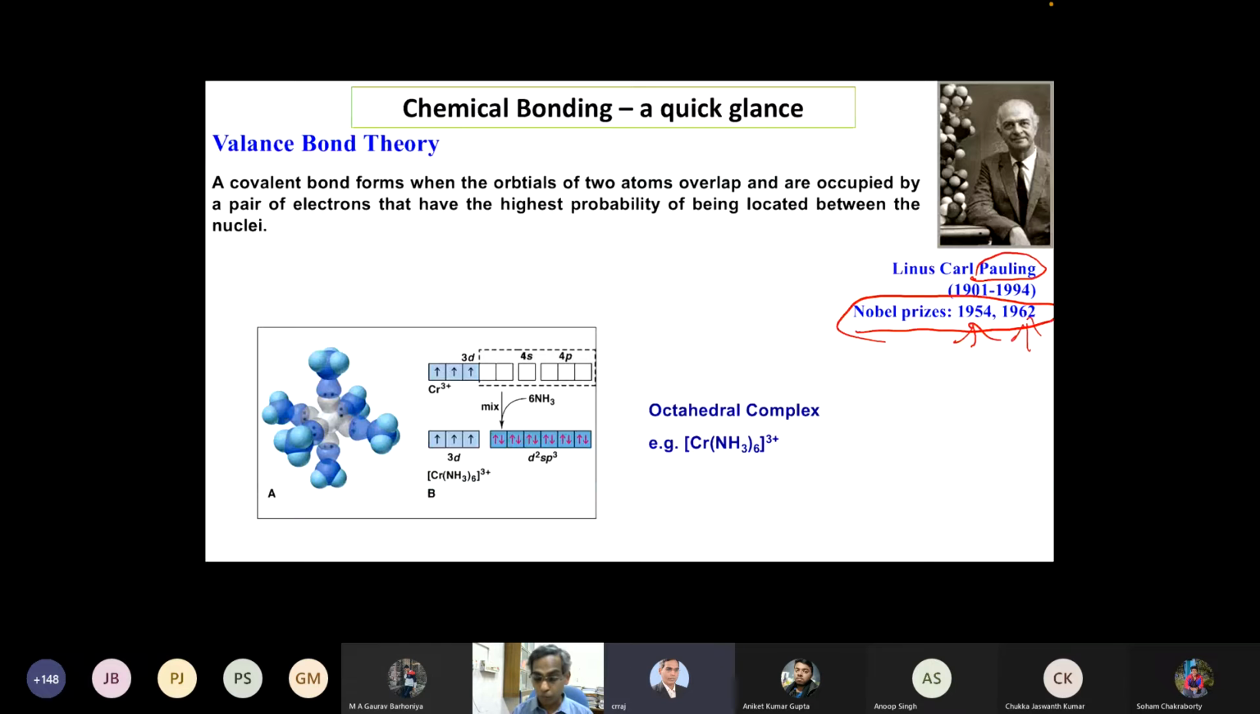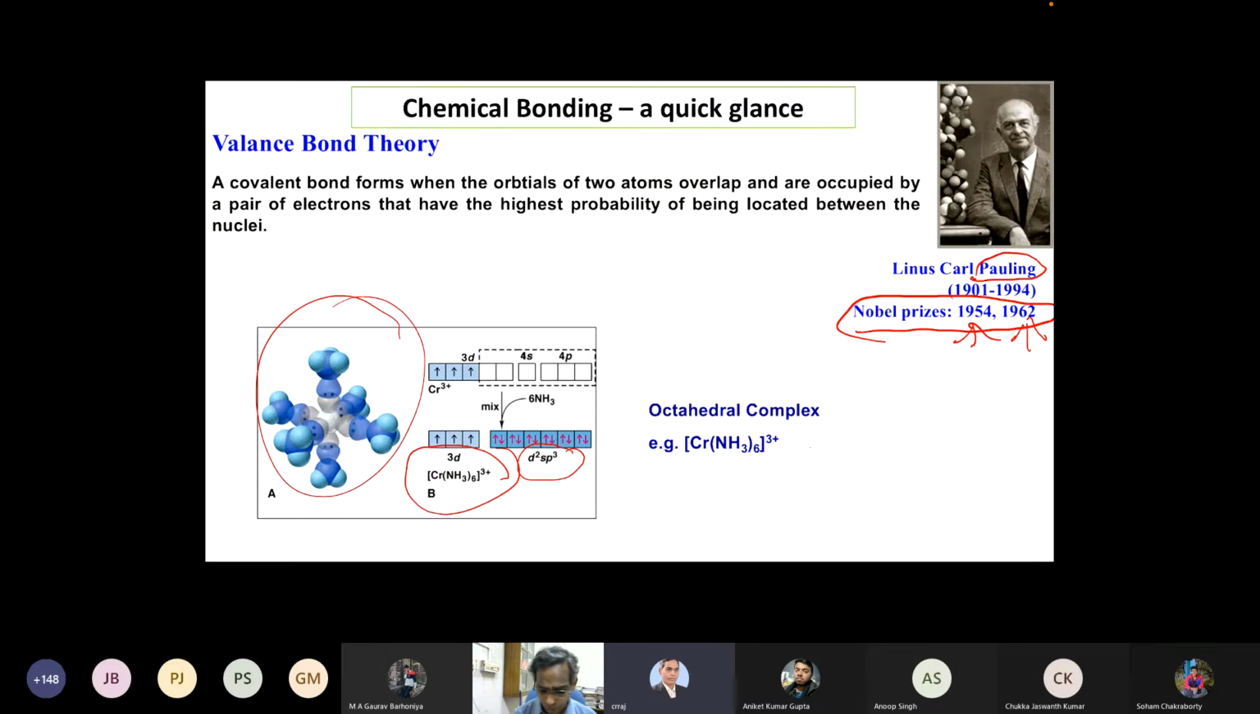Linus Pauling is known for the valence bond theory, and whenever somebody says hybridization, immediately we'll say valence bond theory. Typically, you should have studied d2sp3, for example in the chromium hexamine complex. You have d2sp3, and you play around with the orbitals. What it says is simply an overlap between, say, s and p orbitals or d orbitals. As a result, you get a hybridized orbital.